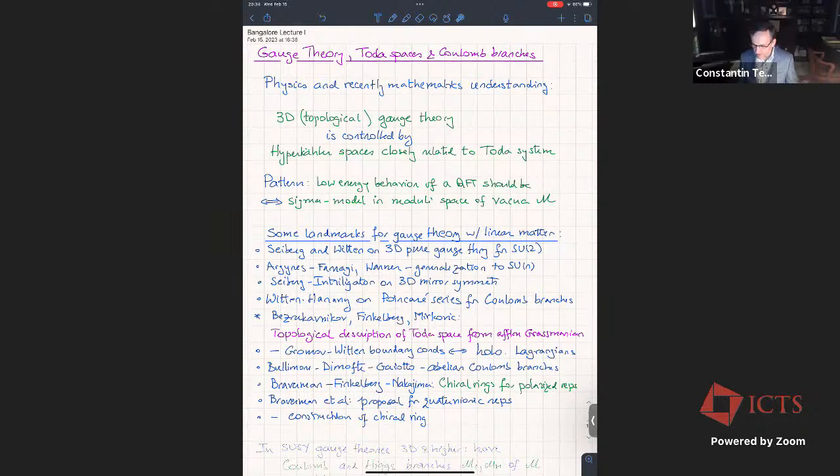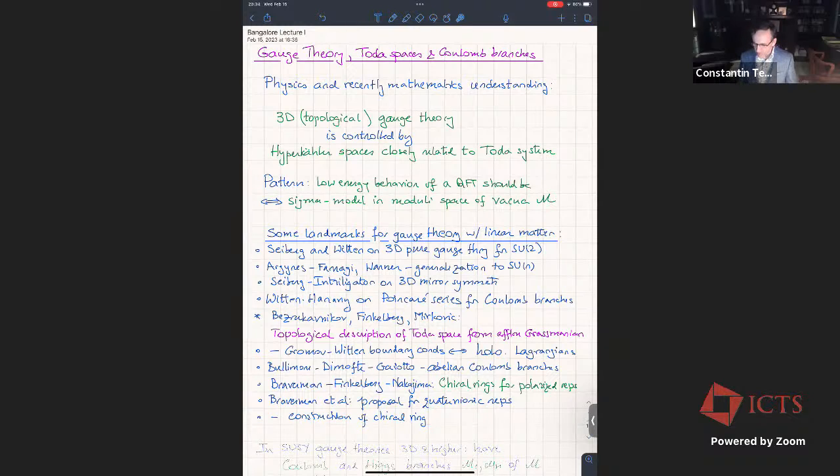Then some years later, yours truly pointed out Gromov-Witten boundary conditions for 3D gauge theory. So first of all, symplectic manifolds with Hamiltonian G action should give rise, by means of Gromov-Witten theory, to boundary conditions for 3D gauge theory, and they should correspond to holomorphic Lagrangians in the Toda space.